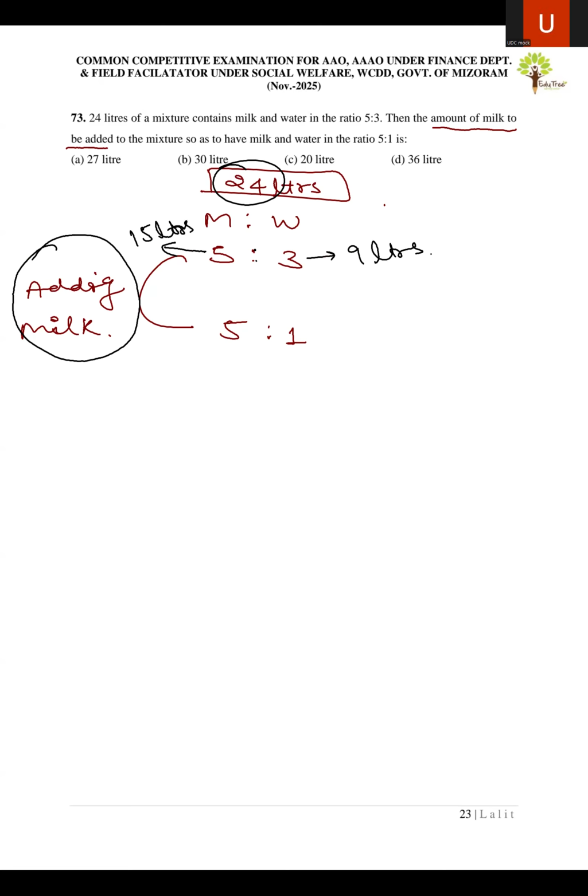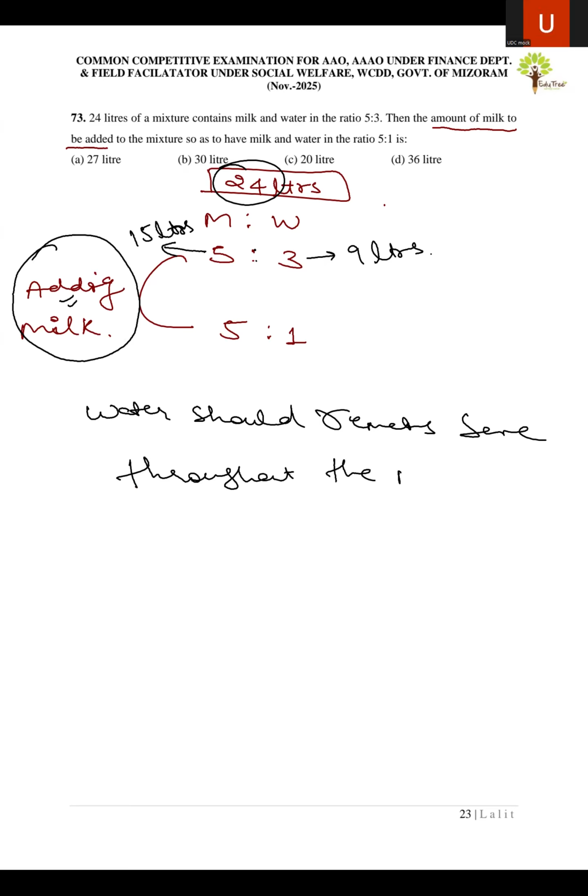Now, what I'm saying is, whatever thing they're adding, another thing always remains same. They are adding milk. So what should remain same? Water should remain same throughout the mixture. All right. So water was how much? 9 liters. So now water should be the same 9 liters again. Previously it was 9 liters. Now they are adding milk, but water should remain same 9 liters because they are not adding water. Whatever milk they're adding, it doesn't matter.